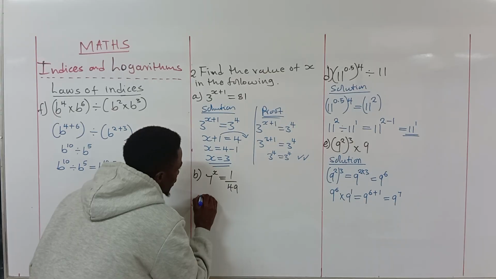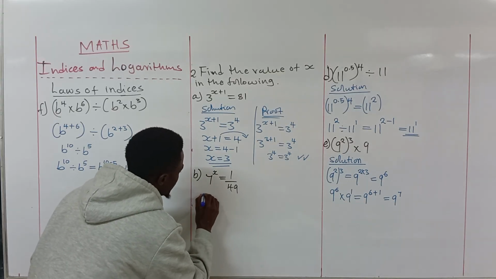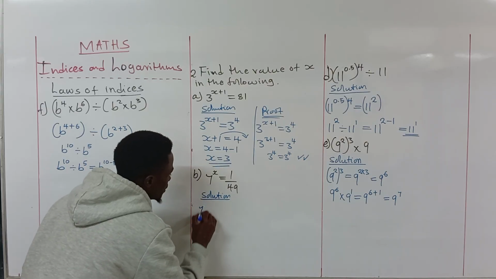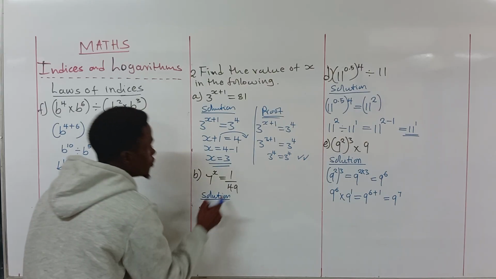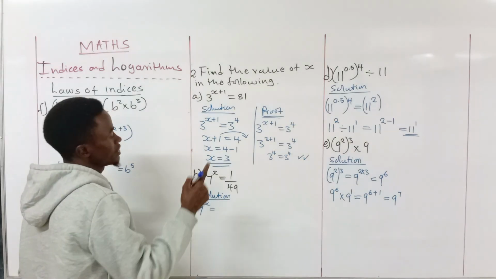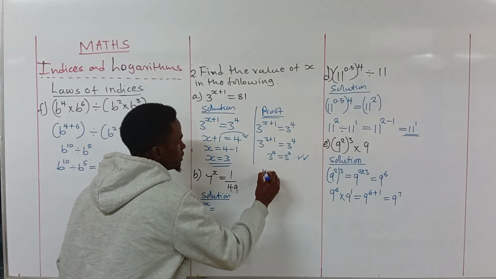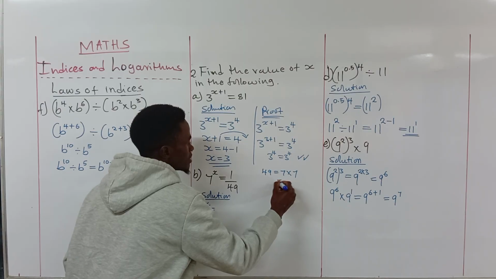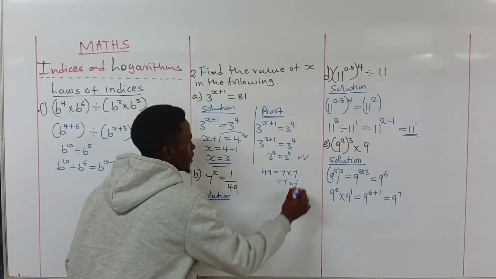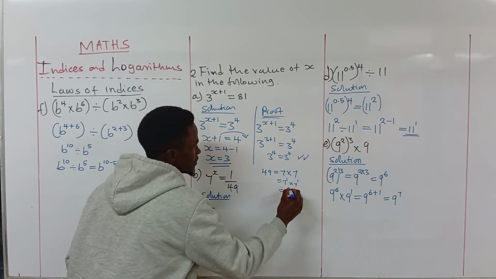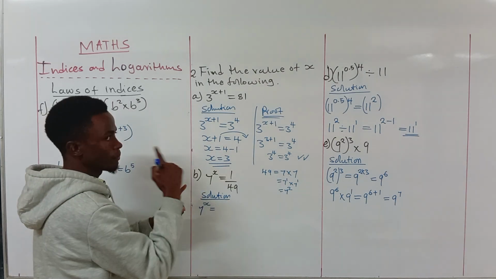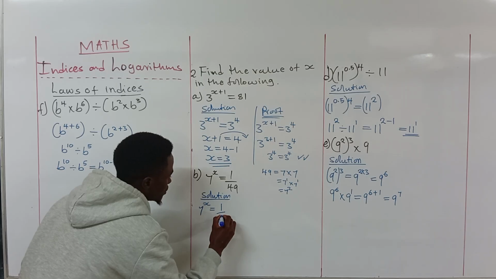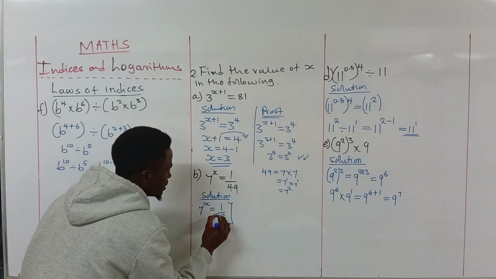So we can write 7 raised to x is equal to 1 over 49. 49 is the same as 7 raised to power 2. 49 is the same as 7 times 7, which is the same as 7 power 1 times 7 power 1. So it's going to give us 7 power 2 if you add the powers. So we are going to have 1 over 7 raised to 2.